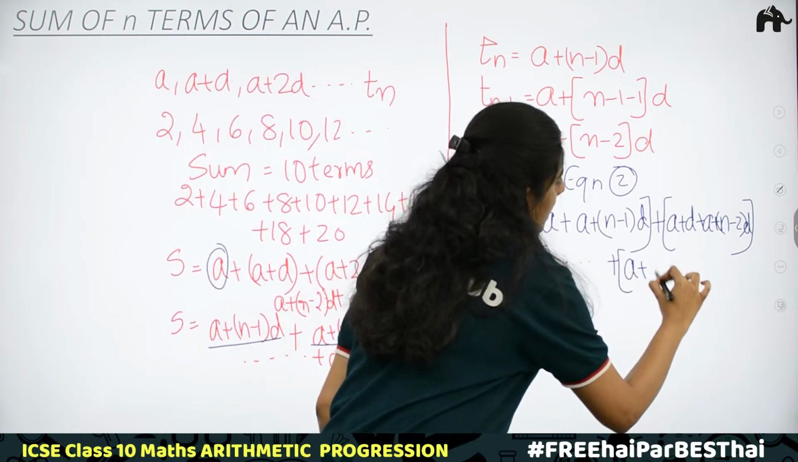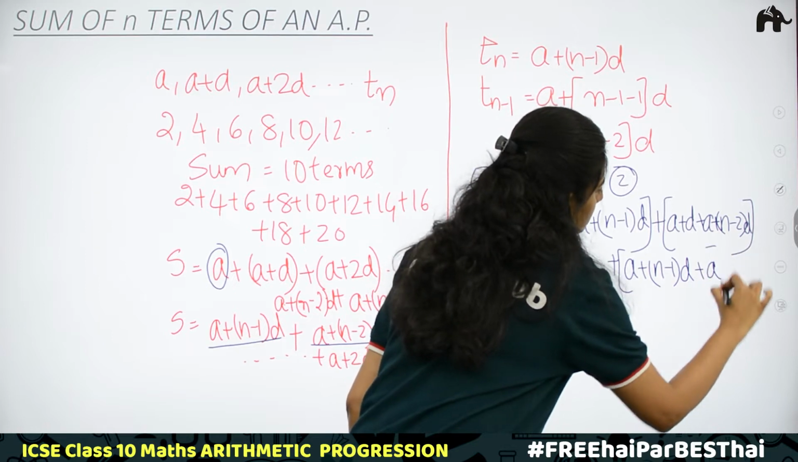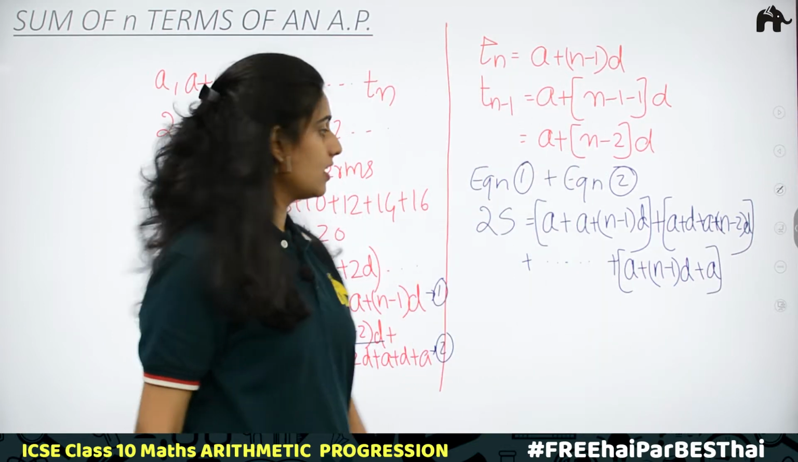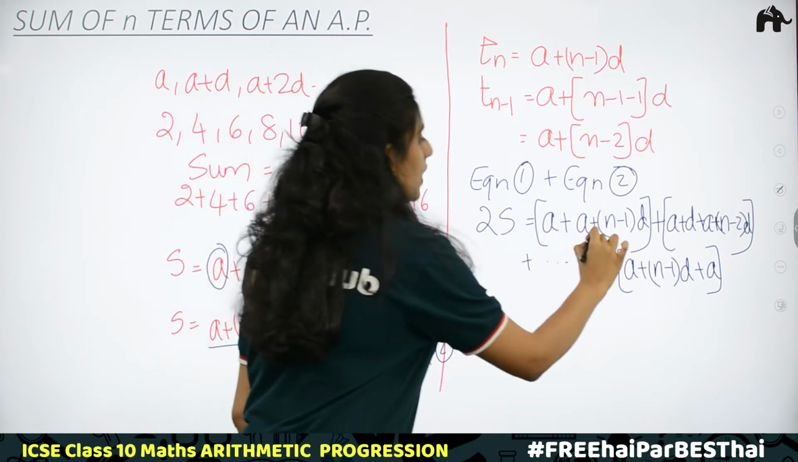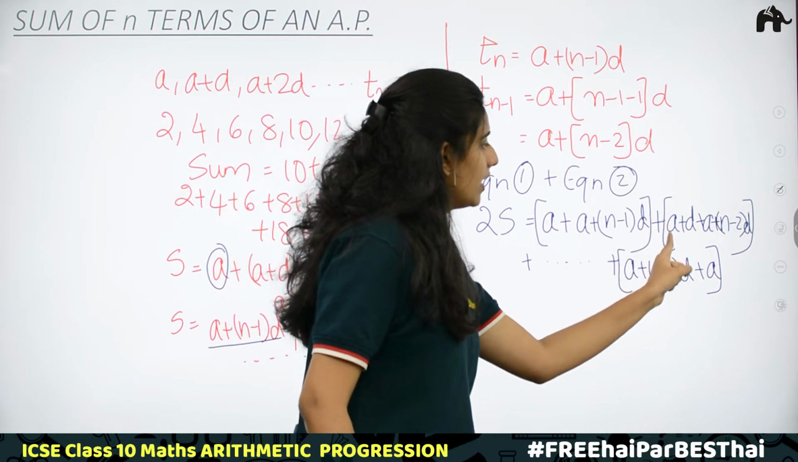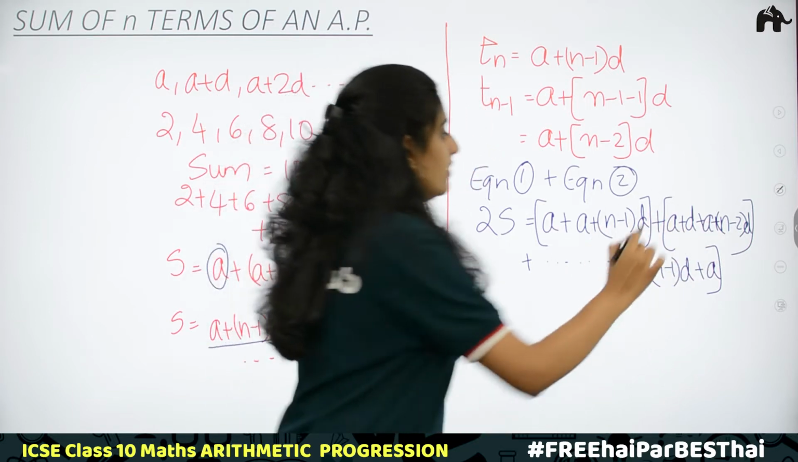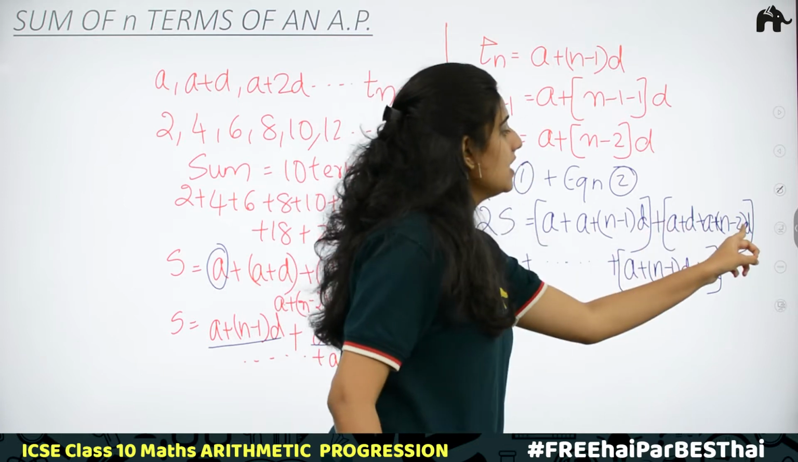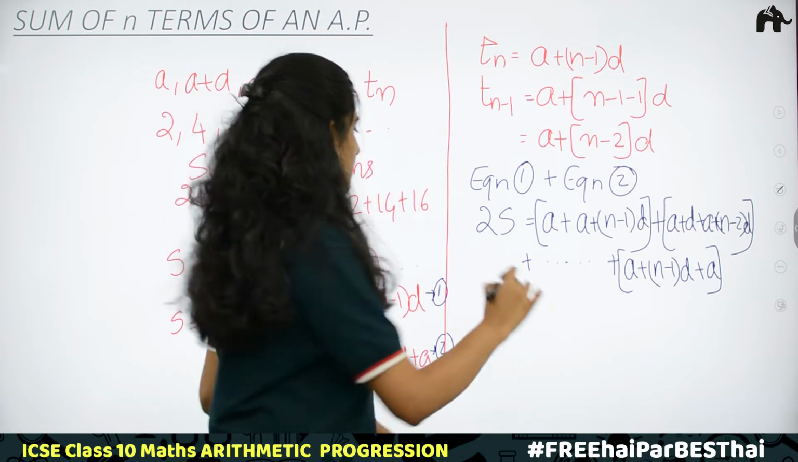A plus (n minus 1) into d plus a. A plus a, we get 2a. 2a plus (n minus 1) into d. What about this? Here again we have a plus a. A plus a is 2a. Then we have a d here, (n minus 2) into d. Let's see what changes can be brought to this.